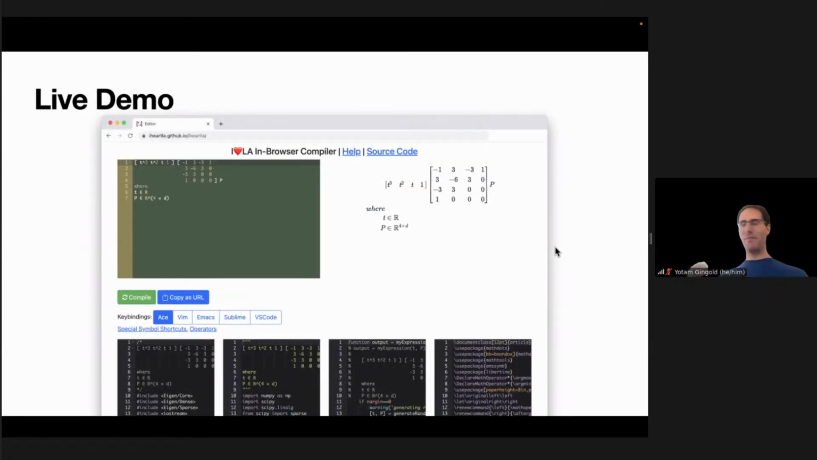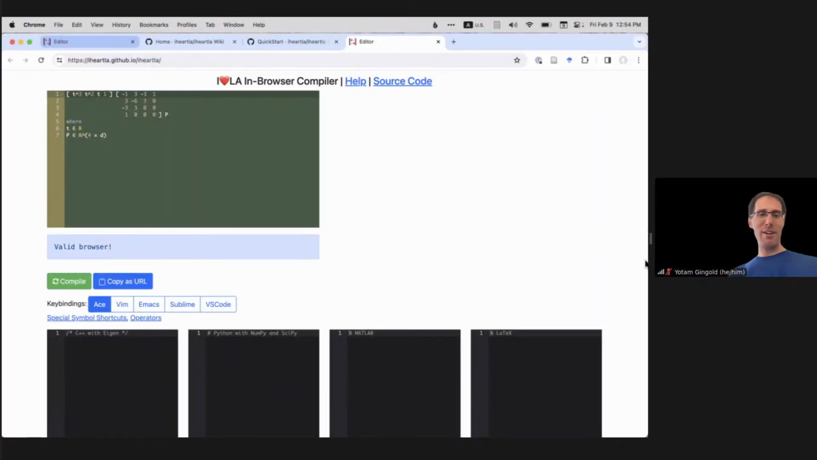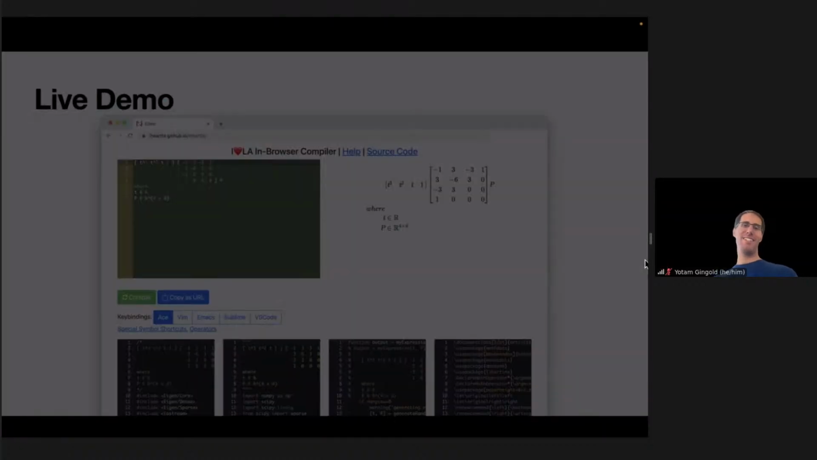I will not give a live demo at the moment, in the interest of time. But it runs in the browser, so you can go in there, type in formulas, hit the compile button and see the LaTeX version, or copy the LaTeX source, or the C++, Python and MATLAB. And you can copy the code as a URL, and that URL will take you back here with the thing filled in. So I encourage you to play with it.